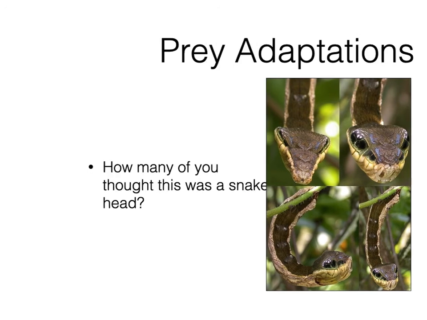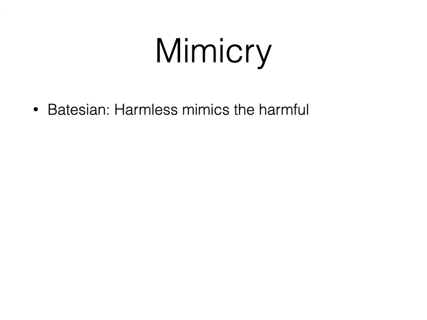So speaking of mimicry, that's a really important concept when we're talking about these species. With mimicry, there are two types that I need you all to know for this class. The first is Batesian mimicry. It was named after the scientist who described this type of mimicry. When Batesian mimicry occurs, a harmless organism mimics a harmful organism.